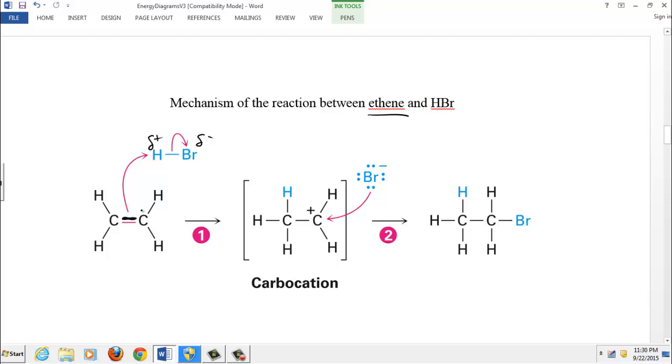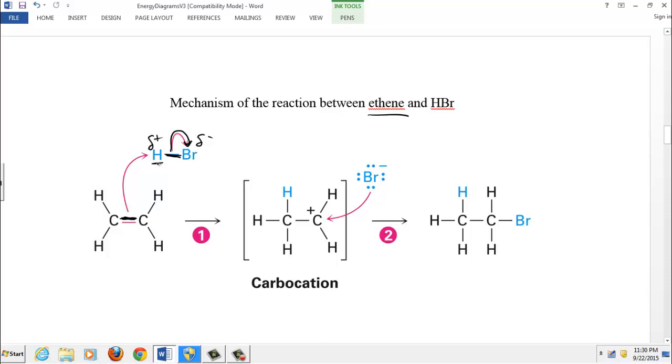And in the course of this first step of the mechanism, this pi bond is going to break and form a new bond to this hydrogen. This hydrogen-bromine bond is going to break. That's what this curved arrow is explaining: these two bonding shared electrons are going to fall onto bromine as a lone pair, and the pi electrons are going to reach out and attach to the hydrogen.